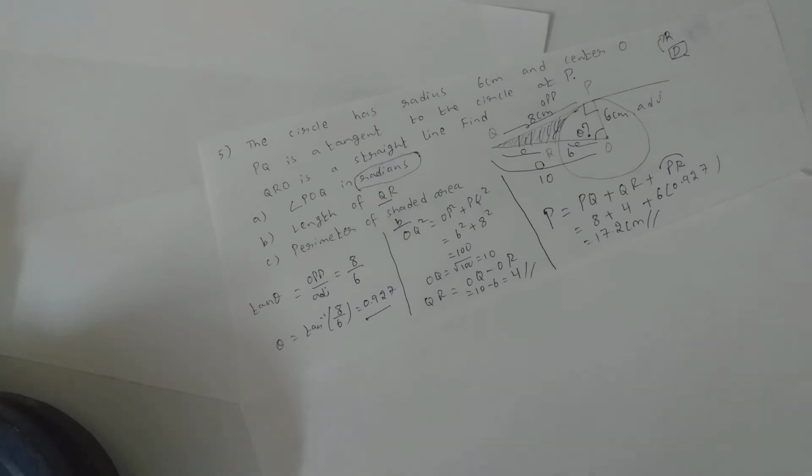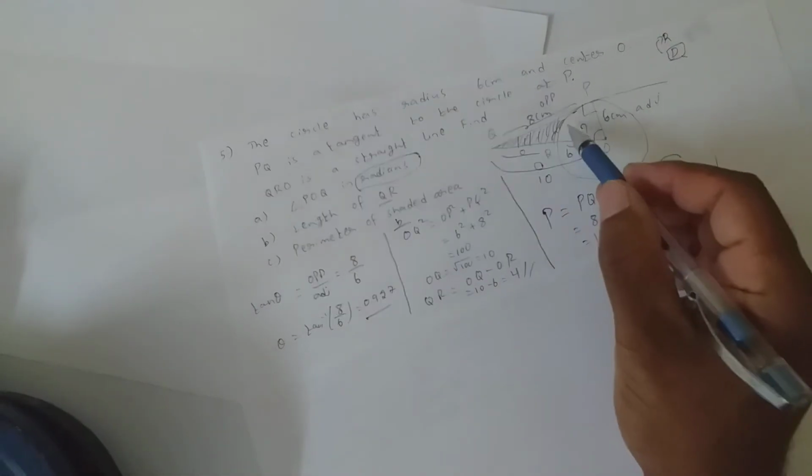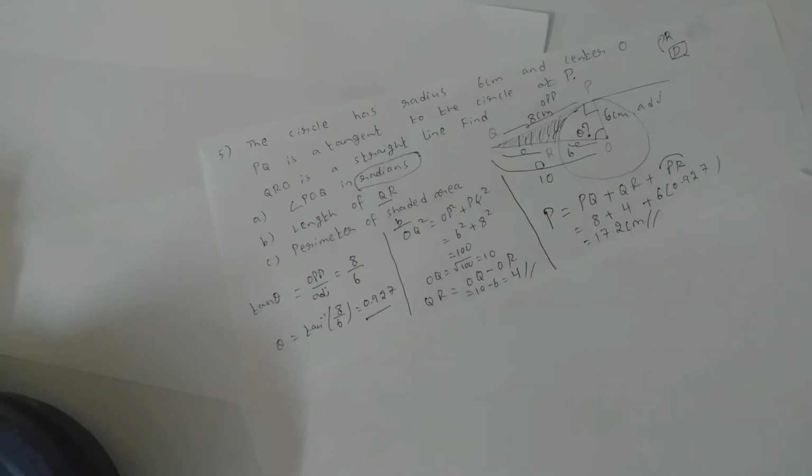Am I clear with the sum? Perimeter means add all the boundaries. This one plus this one plus this one. Observe the boundaries of the shaded region and just add them. That will give you the perimeter.